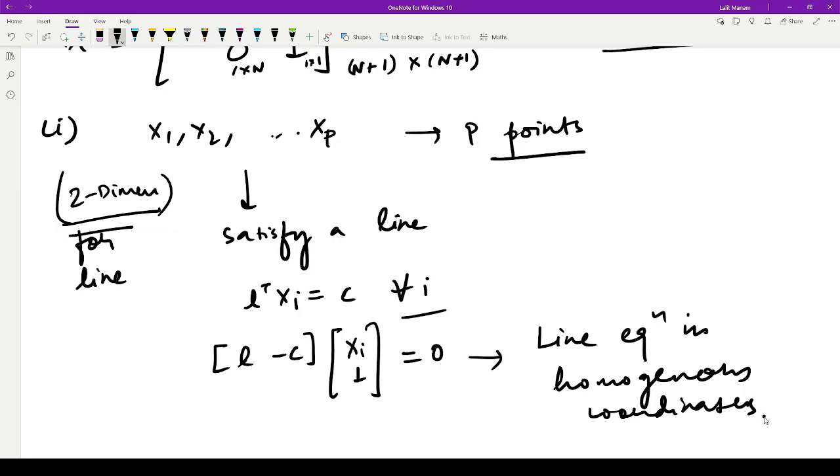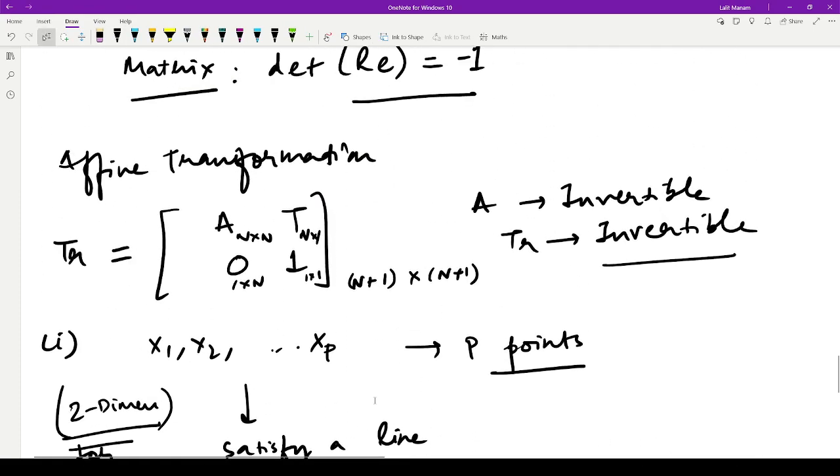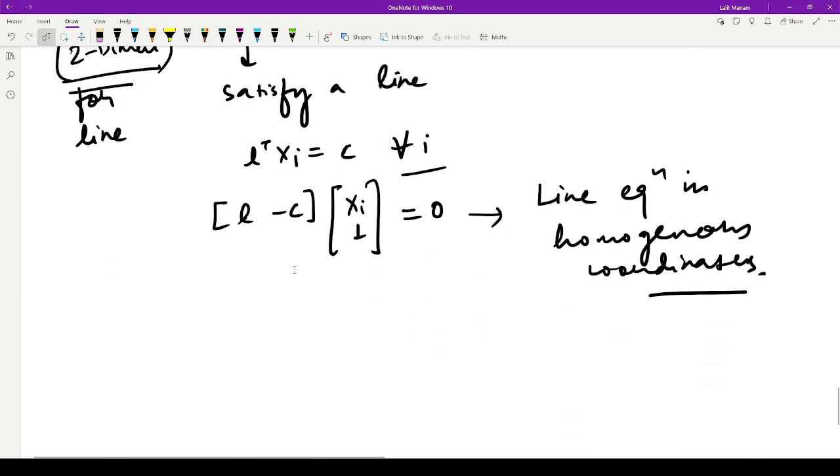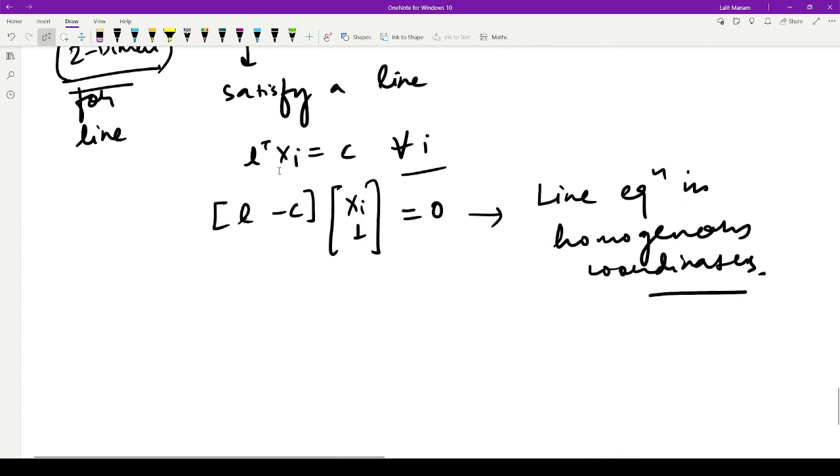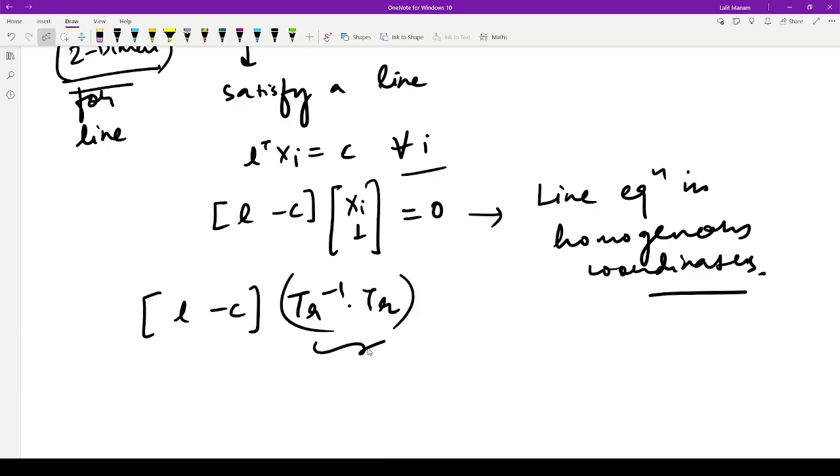Okay. So given this line equation in homogeneous coordinates, what can we do? We have the affine transformation which looks like this, A, T, 0, 1, right? And I told you that this is invertible. What if I do this? L, minus C. Given this, if I take the transformation inverse times the transform, what does this quantity look like? This quantity?